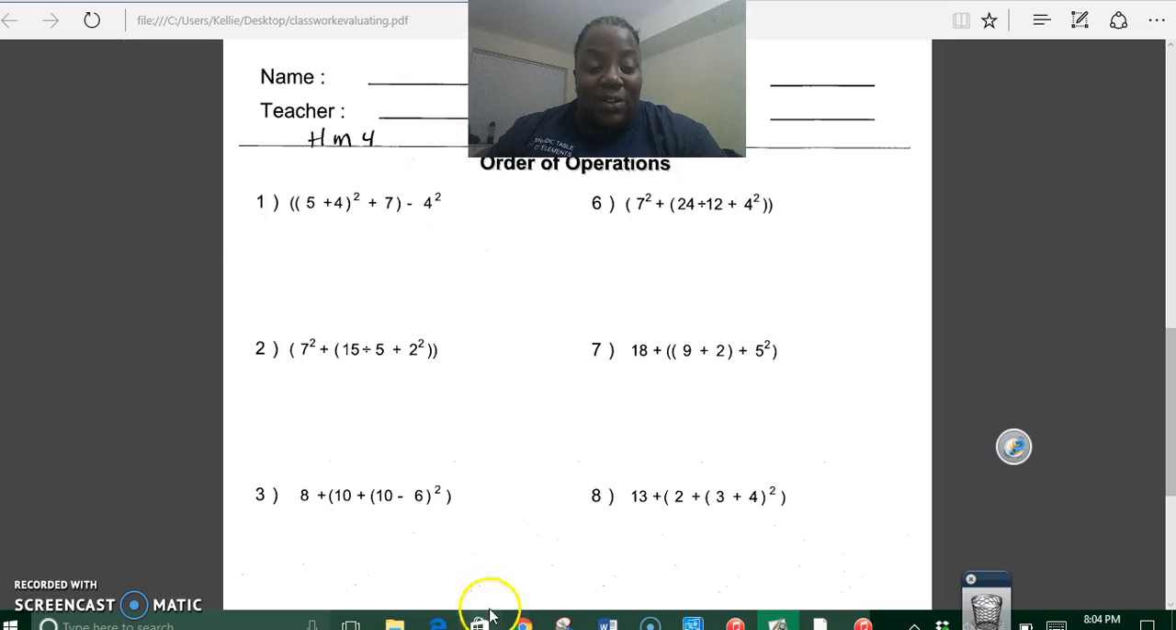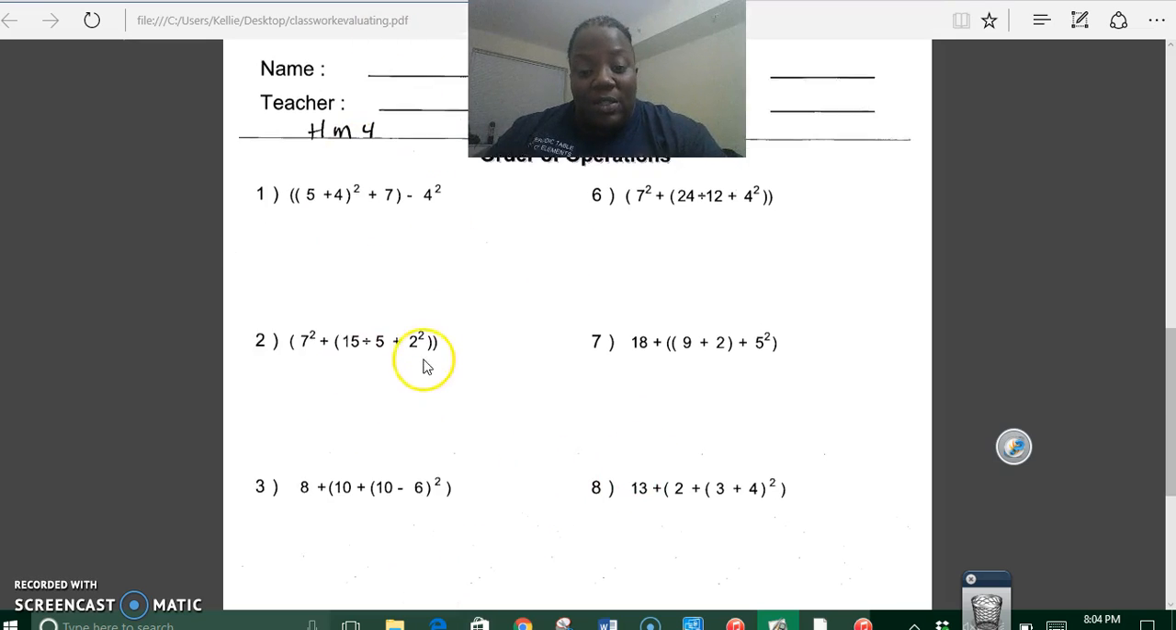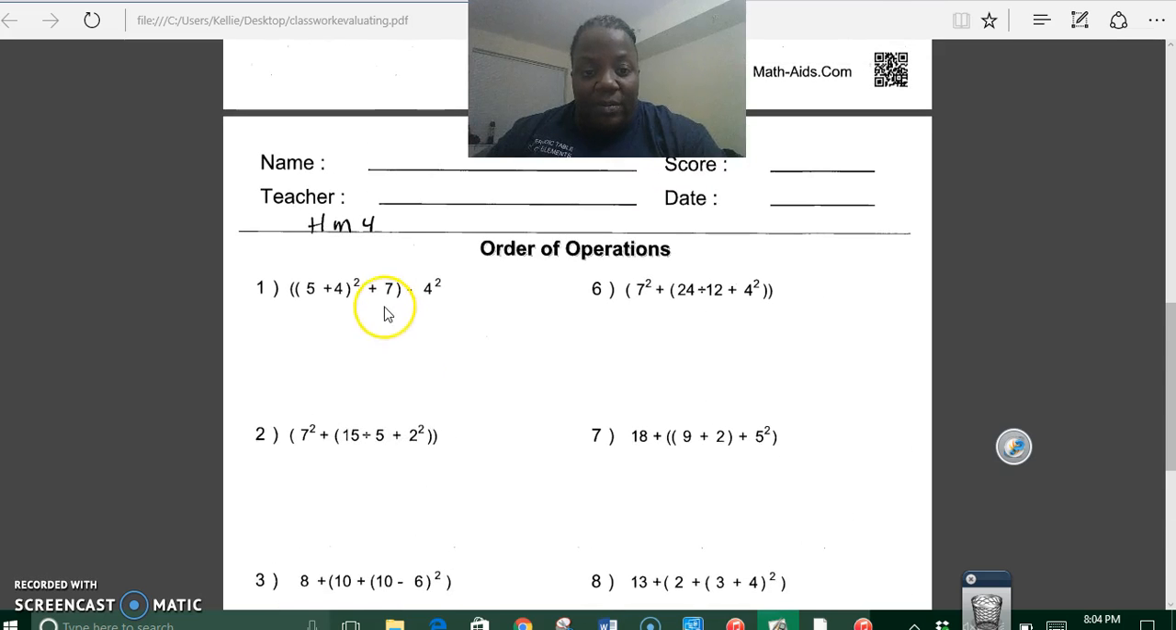So I'm going to go ahead and get started. Again, I'm going to do half your problems. So there are 10 problems, so I'll do 5 of them. I'm going to start with the first one. So remember, today we were doing order of operations with nested parentheses. Again, nested parentheses means that you have 2 sets of parentheses. Here is the first set, and then this one is the second set, if you can see right here.